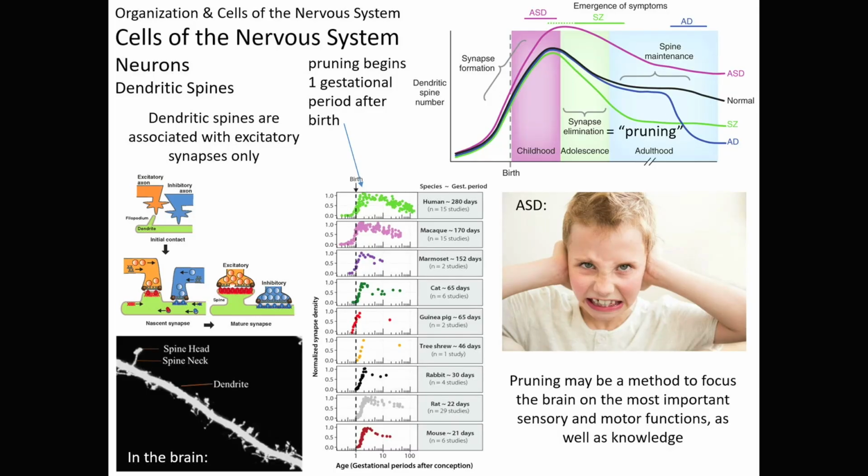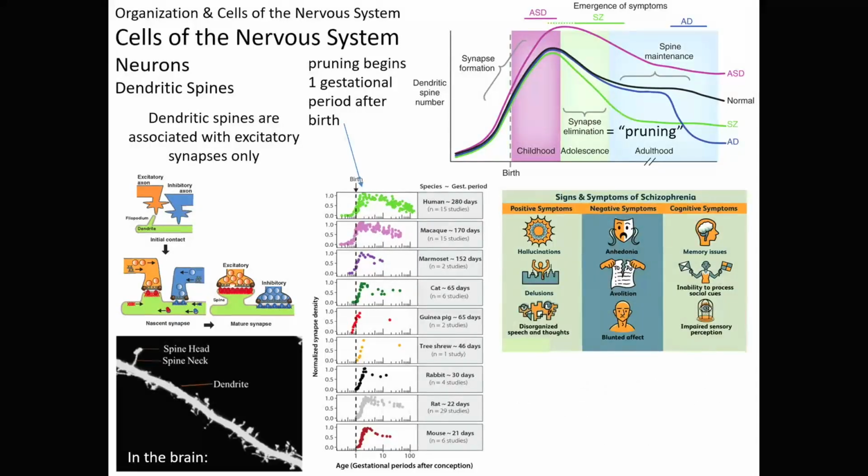The other thing that's interesting when you look at this figure is that it also talks about patients who have schizophrenia. That's the green line here, schizophrenia. And you'll notice that it's the opposite of ASD. There's actually an over-pruning that happens in schizophrenia. And that's interesting too, because it has been proposed that this could explain some of the characteristics of such patients.